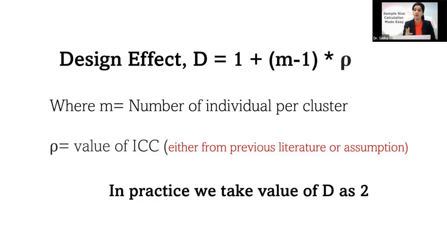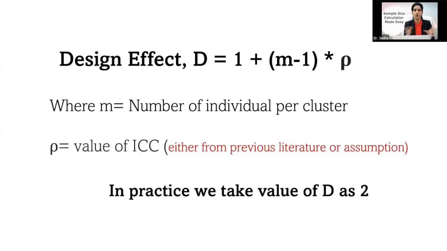M is the number of individuals per cluster, like the cluster size. If you select a cluster, like a school, how many students are you going to take from that school: 10, 20, 30, 40. So the number of individuals per cluster is M, and rho is the value of ICC. You can take it from previous literature or you can assume it.